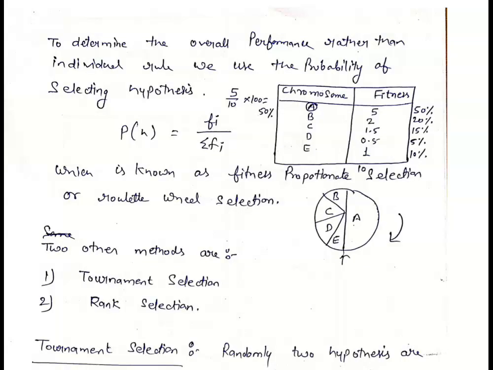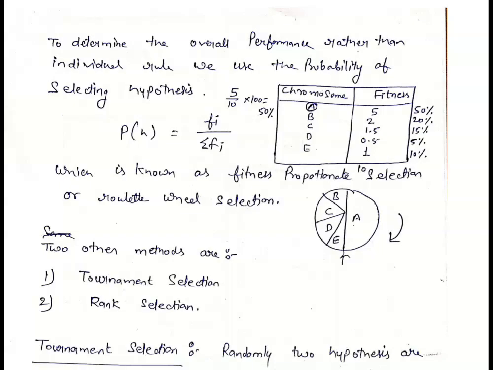Now in the table, some chromosomes are given with their fitness value. By using the formula we calculate the percentage. So the total of the fitness values is 10, and the fitness value of chromosome A is 5. So 5 divided by 10 multiplied by 100 is 50%. We calculate the fitness percentage: chromosome A is 50% and chromosome B is 20% by using the same formula, and C is 15% and D is 5% and E is 10%.